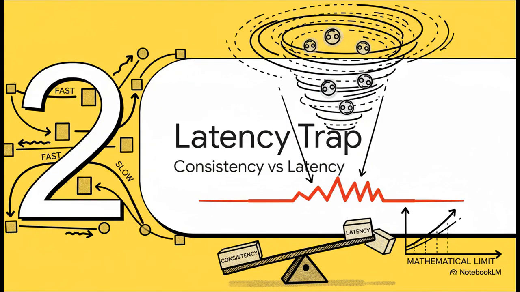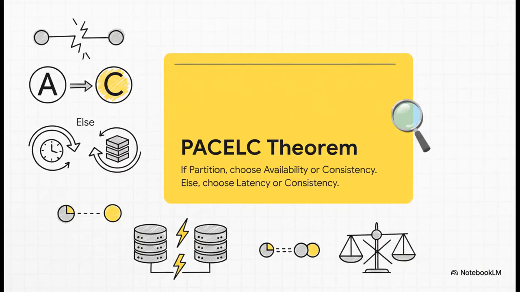Section 2, the consistency and latency trap. This brings us to a pretty harsh reality about the fundamental physics of distributed systems. You've probably heard of the CAP theorem, right? Well, seniors actually design by the PACELC theorem. It basically says, if a network partition happens, you have to choose between availability or consistency.